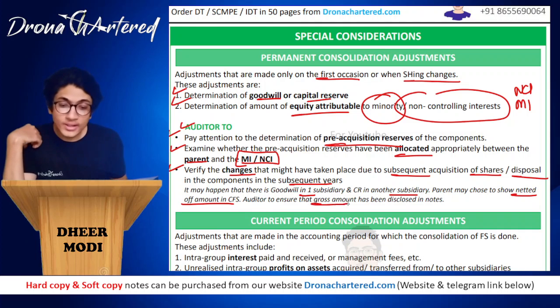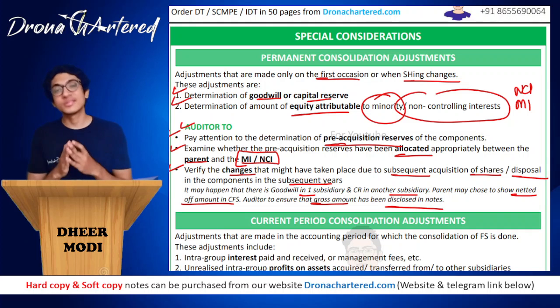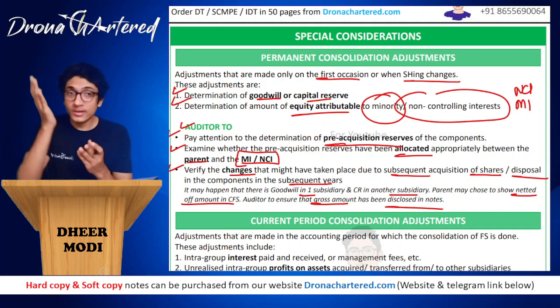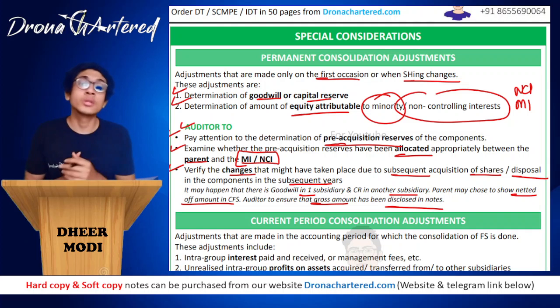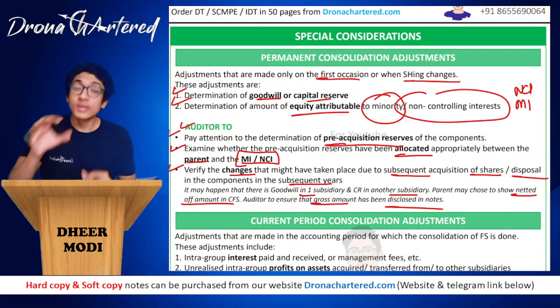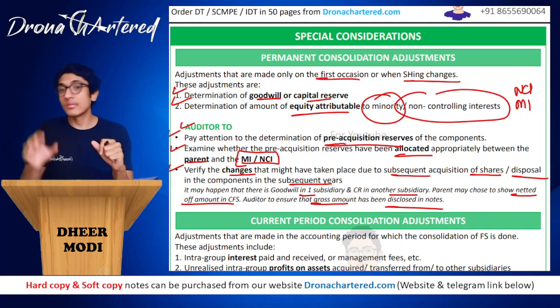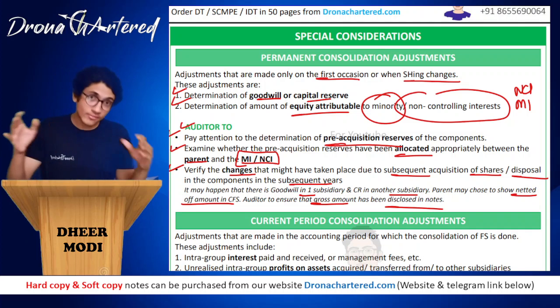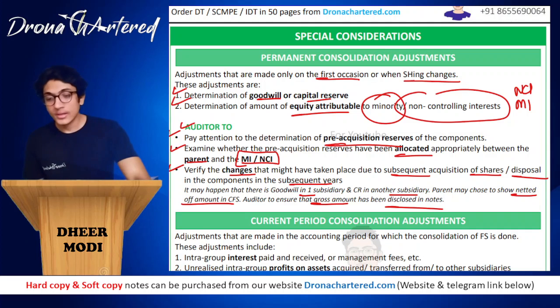Auditor to ensure that gross amount has been disclosed in notes. So if in the consolidated financial statement you are netting off the debit and credit effect, then this has to be shown in the disclosures as gross amount. That, boss, this subsidiary had debit balance, this subsidiary has credit balance, one is goodwill, one is capital reserve, and therefore we have netted and shown this figure. This has to be shown in your disclosure.